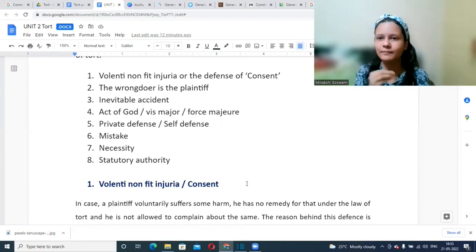So they will be asked to sign a consent form, as in there was no need for you to go to such a show where there is a possibility of such things happening. But even then you went there, so you should not be complaining later that it was insulting for me, because you know what kind of show that is. That's nothing but voluntary non-fit injury or the defense of consent.